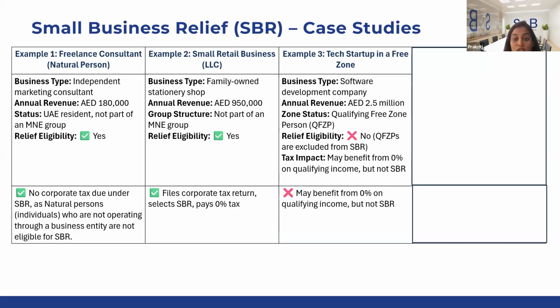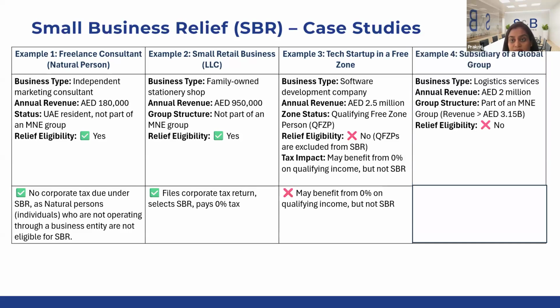Having said that, a QFZP company or a free zone company may year on year elect to be in or out of SBR if it decides to do so. The law allows it; it's the call that the taxable person needs to make based on the various considerations. In the last example, the company is a juridical person which is a subsidiary of a global group. Although the revenue of the company is less than the prescribed limit, since it is part of a multinational group, it is not eligible to claim the relief under small business relief.